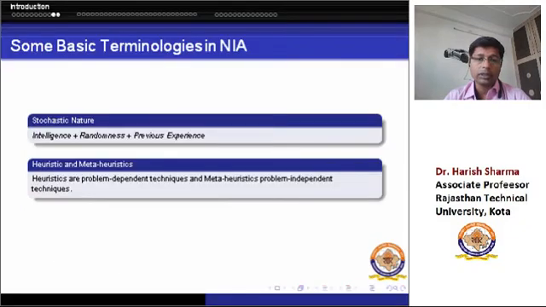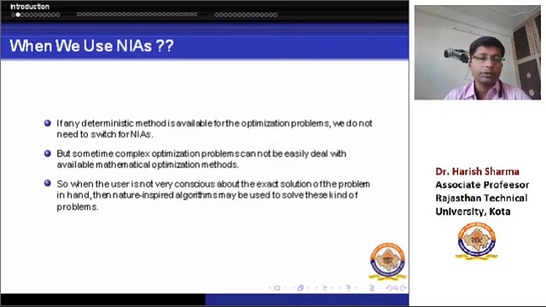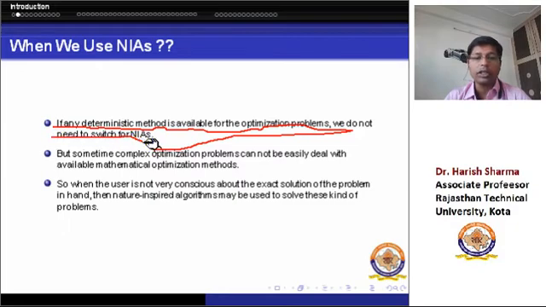So these are the terminologies mentioned here. The difference between heuristic and metaheuristic is very clear here: heuristics are problem dependent techniques, while metaheuristics are problem independent techniques. Here we already discussed why we use NIA. This is a very important line: if any deterministic method is available for the optimization problem, we do not need to switch to NIA.